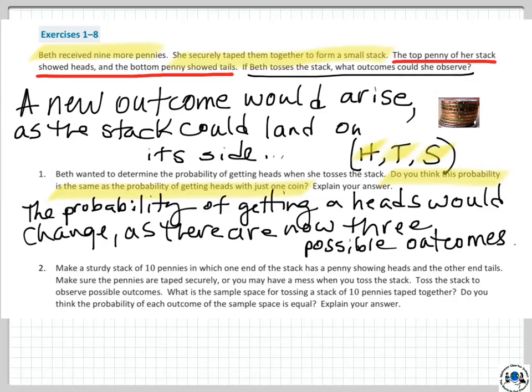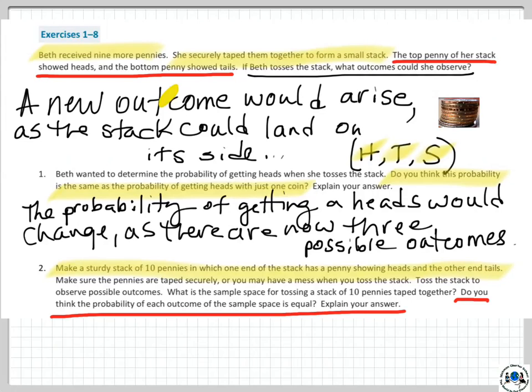So you're going to make a sturdy stack of 10 pennies, in which one end of the stack has a penny showing heads and the other end tails. You're going to stack these pennies together, 10 of them. Just make sure one is showing heads on the top, and the one on the other end is showing tails. Make sure those pennies are stacked or taped securely, or you may have a mess when you toss the stack.